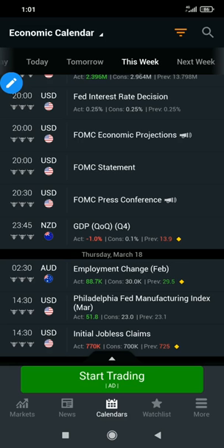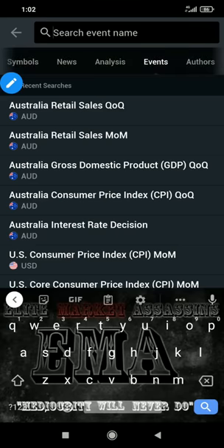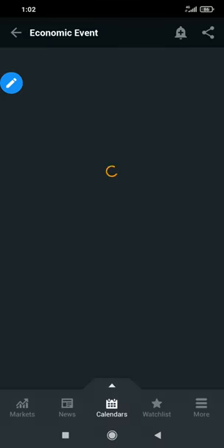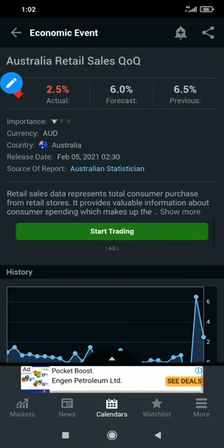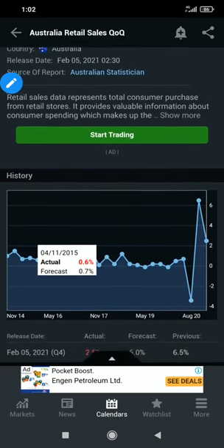I think they are retail sales, GDP, CPI, interest rates. But I had already searched them, so we'll just access them easily. Yeah, I think there are 4. So we start off with the retail sales. It's the one on top. Retail sales for AUD was a drop. It was negative.